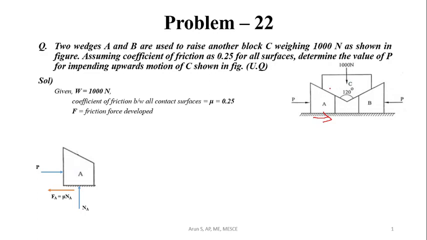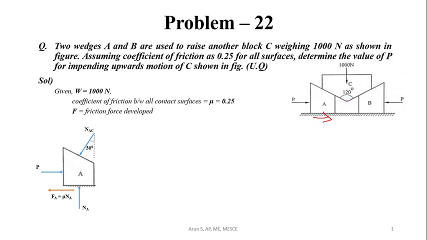Now, as we apply this force, between block C and wedge A a normal reaction is exerted. That reaction is in a direction perpendicular to the contact surface. Let it be NAC, the normal reaction exerted by C on A. It is making an angle of 30 degree with the vertical.